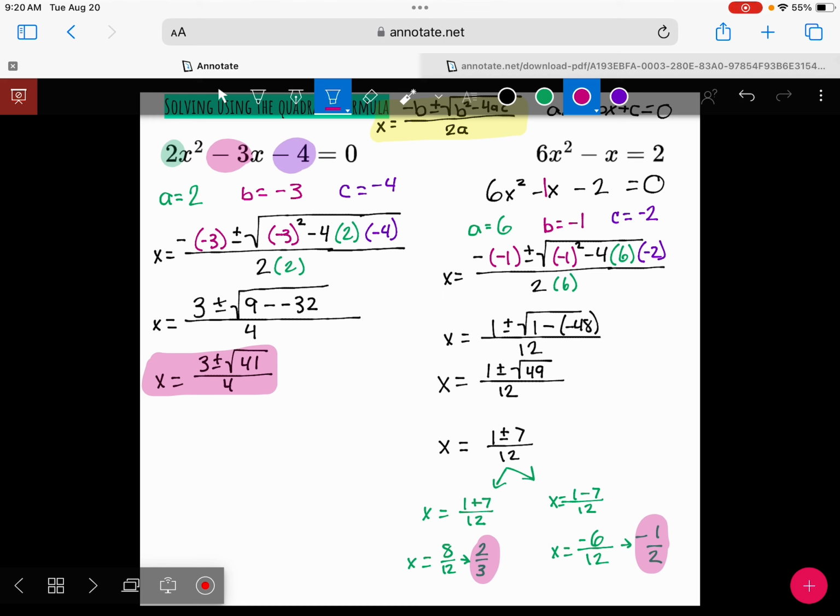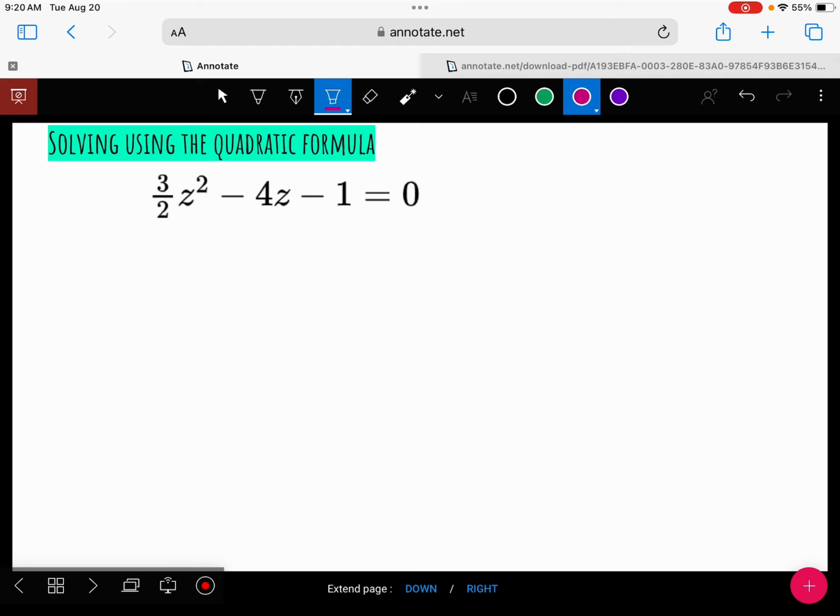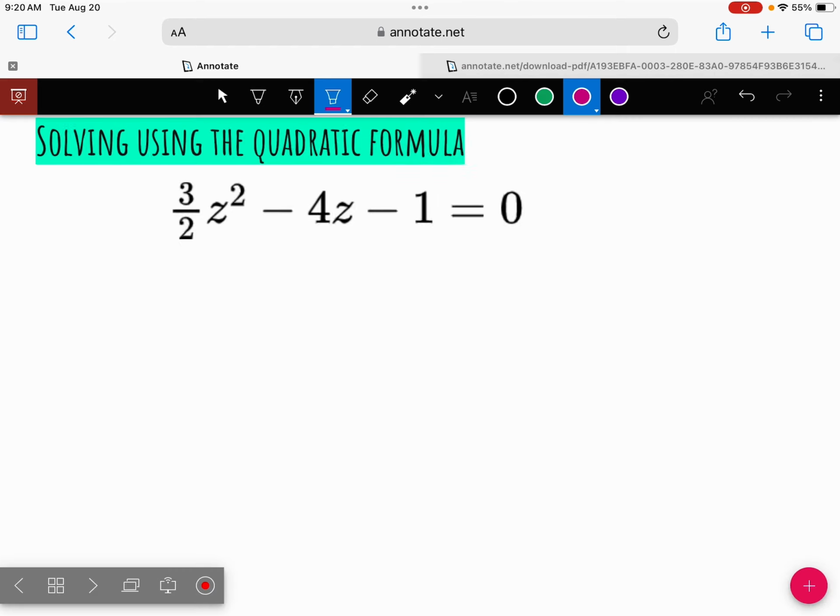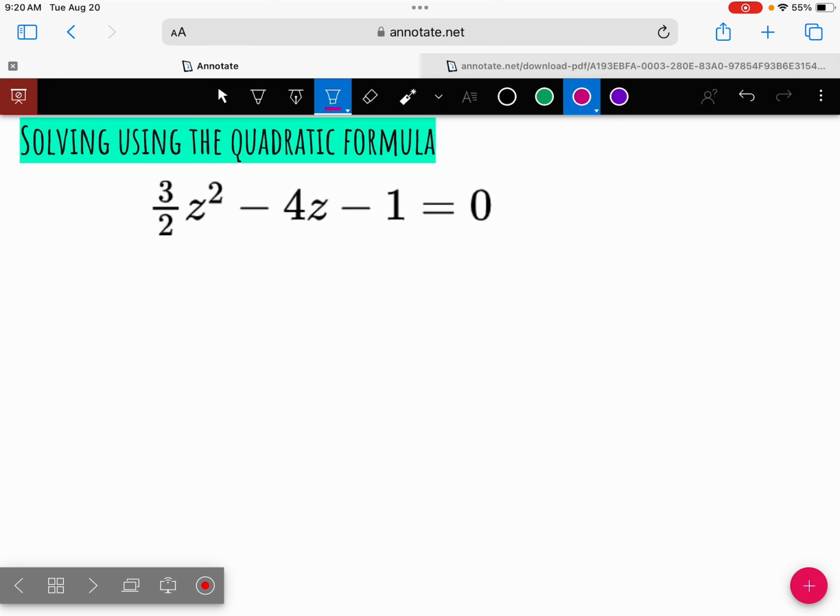Okay. Questions on these ones? We're going to do one more quadratic formula one. I know, we start to look at it and we go, ooh. Absolutely a valid option.